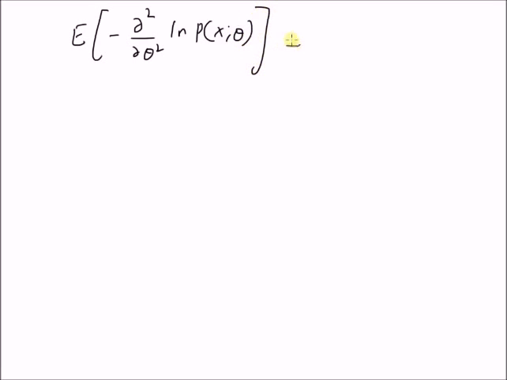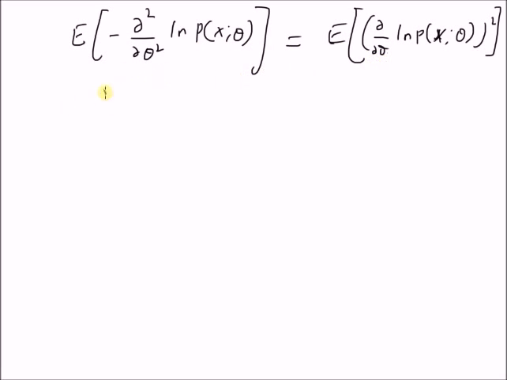Hello, welcome. In this short video, let us look at an equality commonly used in the Cramér-Rao bound. That is, we want to prove that the expectation of the negative second derivative of the log likelihood function is equal to the expectation of the first derivative of the log likelihood function whole square. This is a common equality that is used in the CRB theorem.